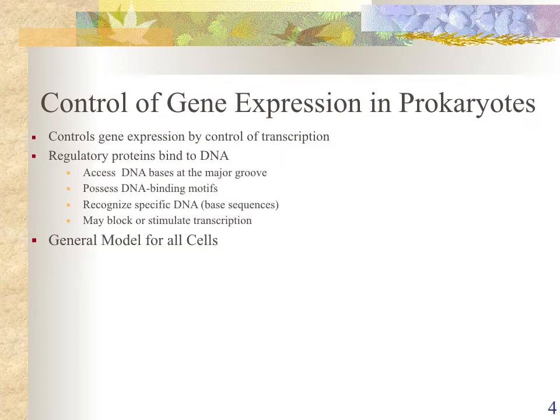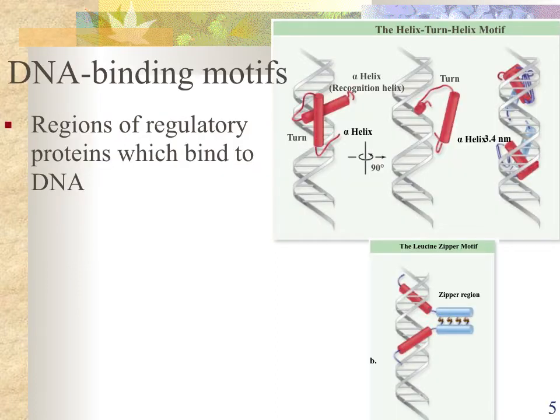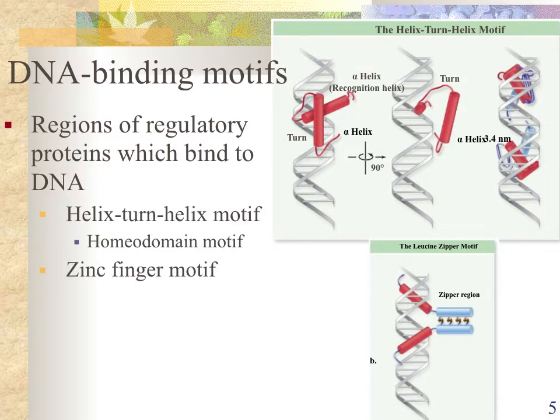This turns out to be the general model for all cells, and so it's worth talking about it in the simplest case, which is prokaryotes. And so this was all work done first in E. coli, and it was done in the 60s and 70s when they were first identifying how things happened. So it turns out these regulatory proteins all have regions that you can identify that help them bind to DNA. These regions typically read specific sequences, and they'll get to them by looking at the major groove.